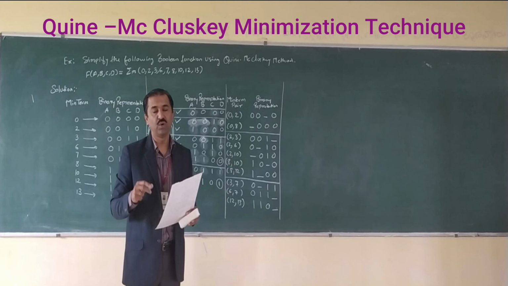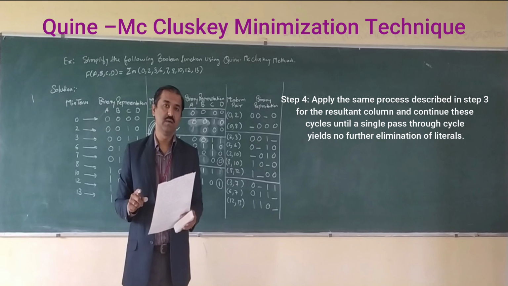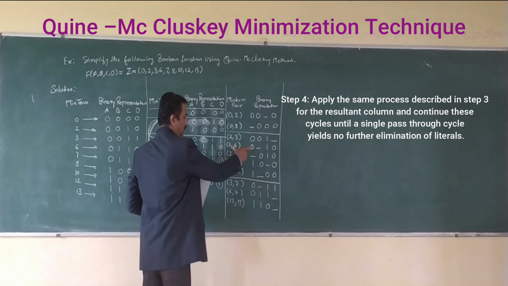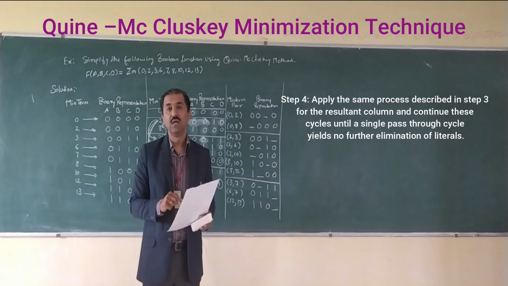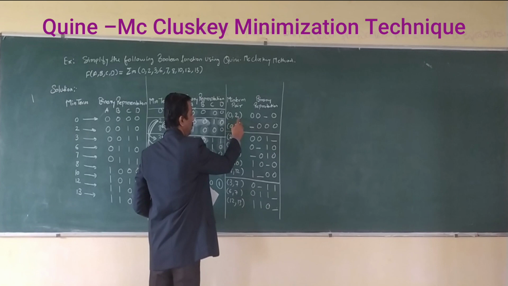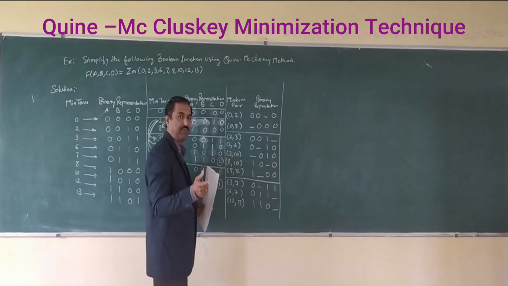What does step number 4 say? Step number 4 says to apply the same process described in step number 3. So whatever process that we have applied in step number 3, the same process is going to continue once again for those minterms which we have in this third step. So once again apply it, and in the resultant column, continue this cycle until a single pass through the cycle yields no further elimination of literals. So again, whenever I compare 02 with 23, 02 with 26 or 02 with all these remaining 5 minterms, it should differ by again one bit position. If it is possible and if it is differing, then repeat step number 3 once again.